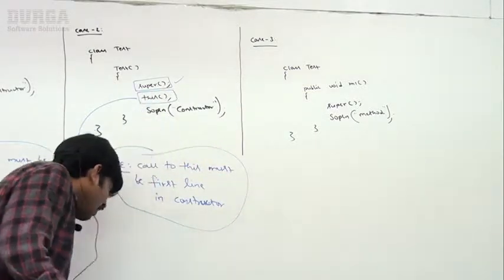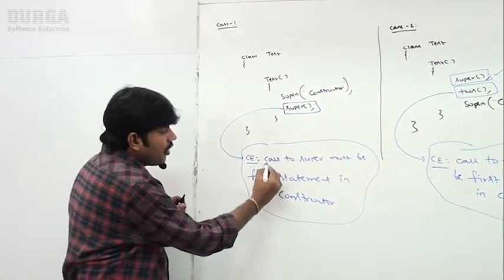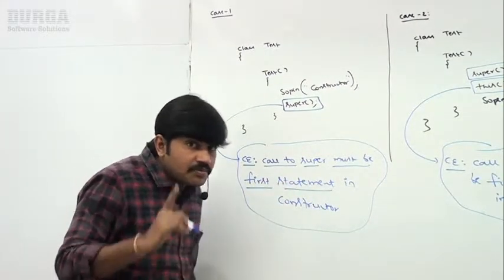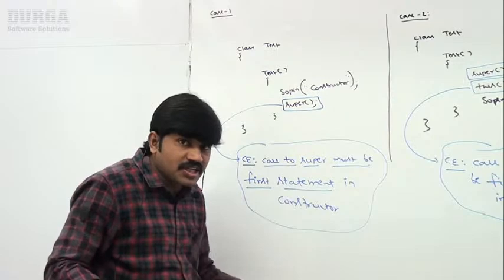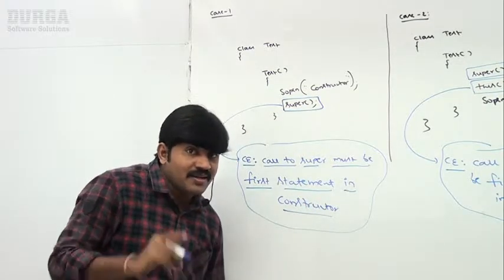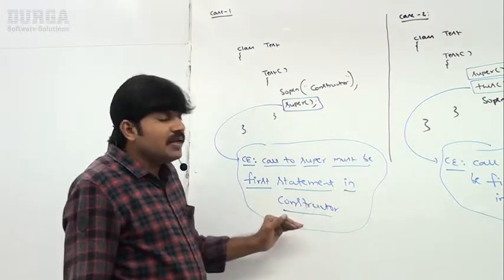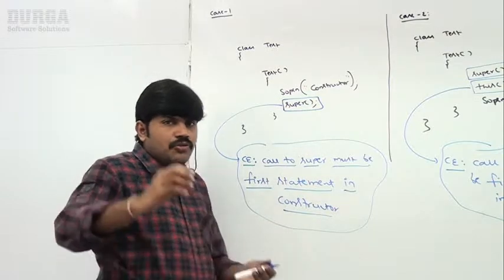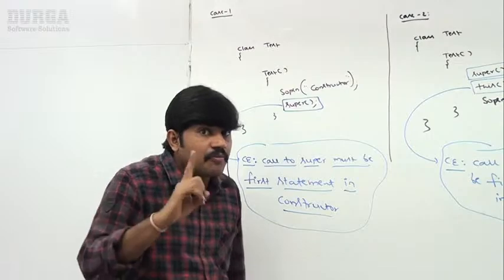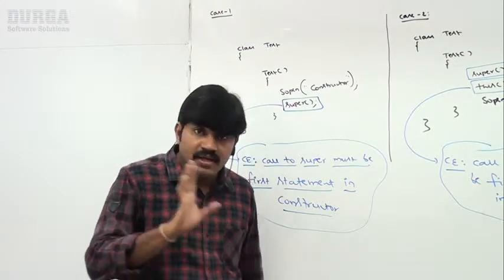Have you observed our first compile time error? Have a look once. Call to super must be first statement. Observe this. Call to super must be first statement in constructor. The rule is very clear: in constructor. So super or this you can use only inside a constructor. Outside of the constructor, by mistake if you are using it, immediately you are going to get a compile time error. Clear for all of you?